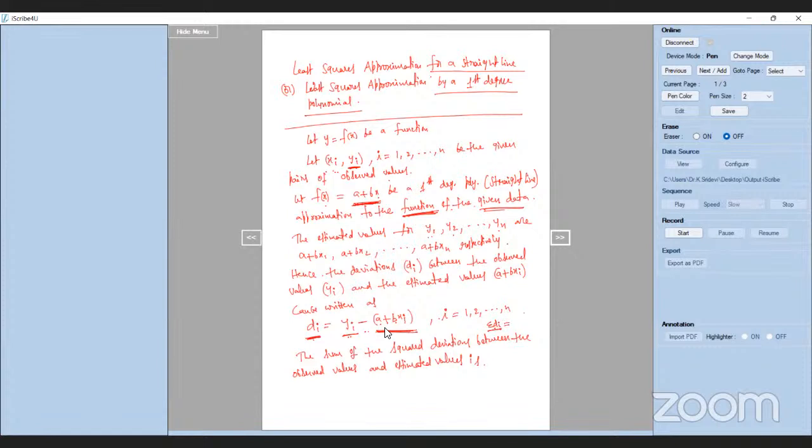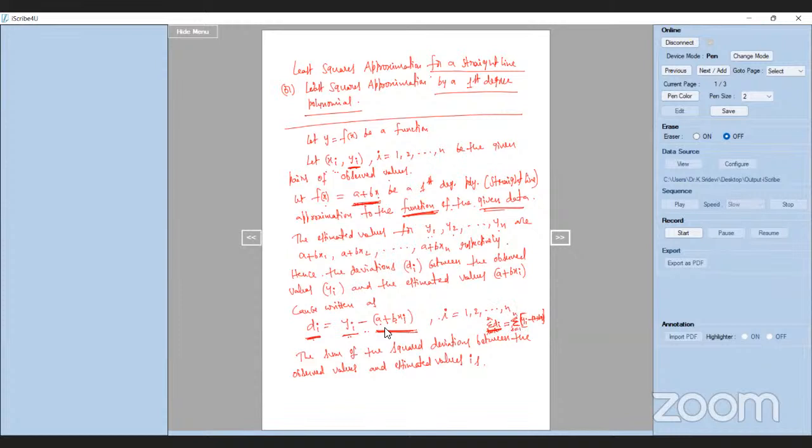This is equal to, what is the sum of the right side part? The summation of y_i minus (A plus B x_i). This is the sum of all the right side terms, and this is the sum of all the left side terms, d1, d2, and so on, dn. That means i is equal to 1 to n. Now we can write, take i equal to 1 to n.